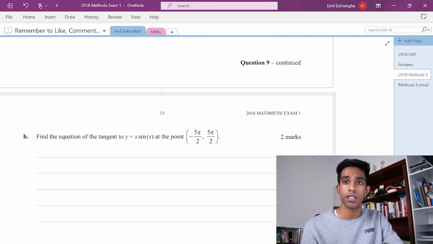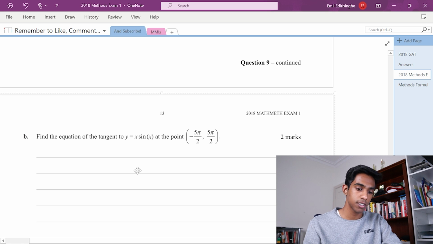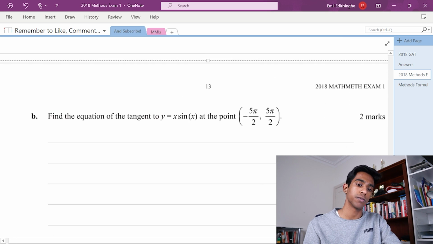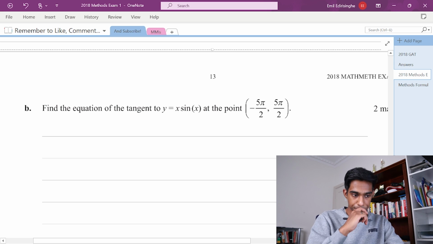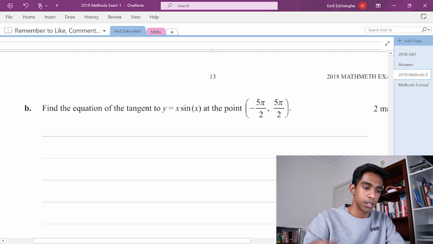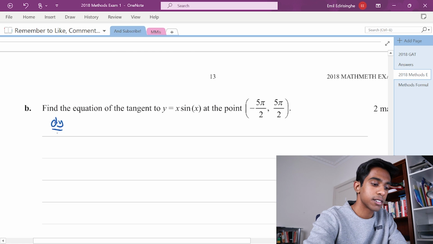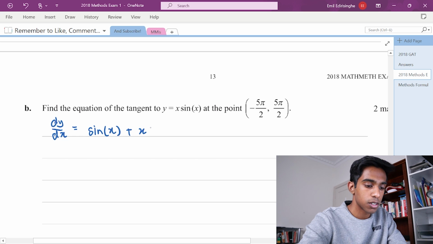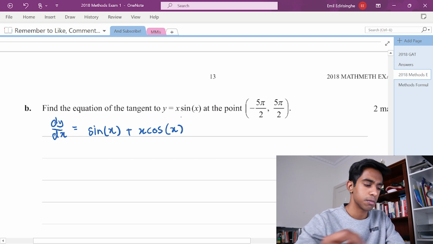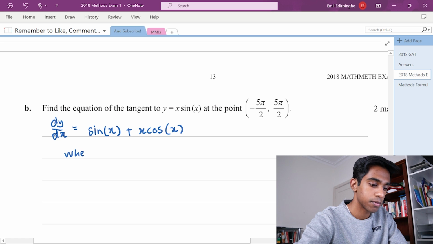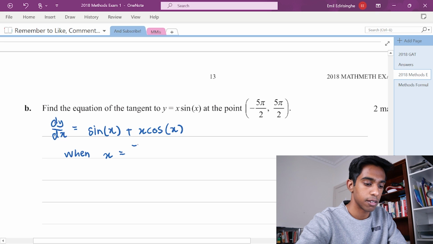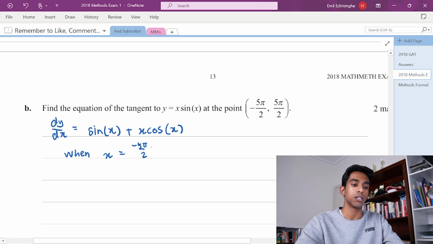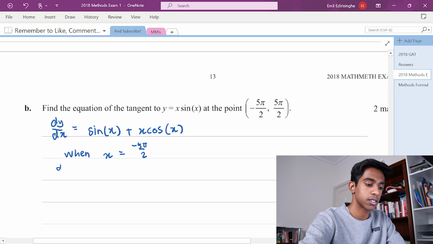Yeah, that was right. So the next question asks us to find the equation of the tangent at the point negative 5 pi on 2, 5 pi on 2. So the first thing that I'm going to do is just find the derivative. So we've got dy/dx. That is going to be sine x plus x cos x, which we were given before, I think. And then what I'm going to do is when x equals negative 5 pi on 2, I'll find what the derivative is equal to.